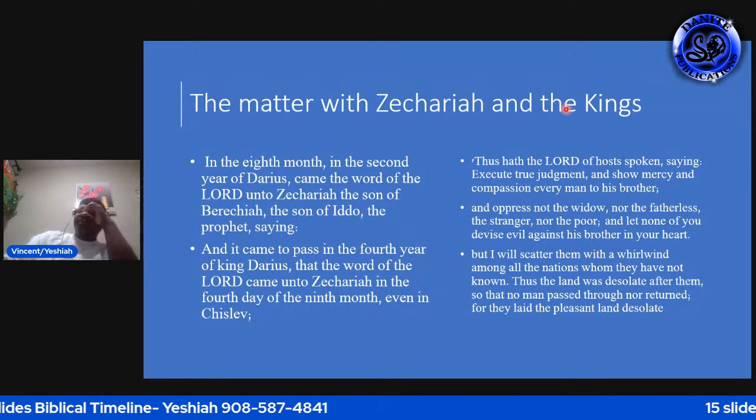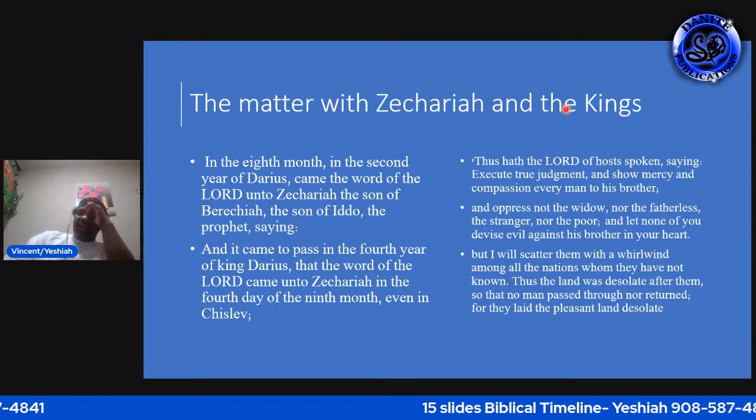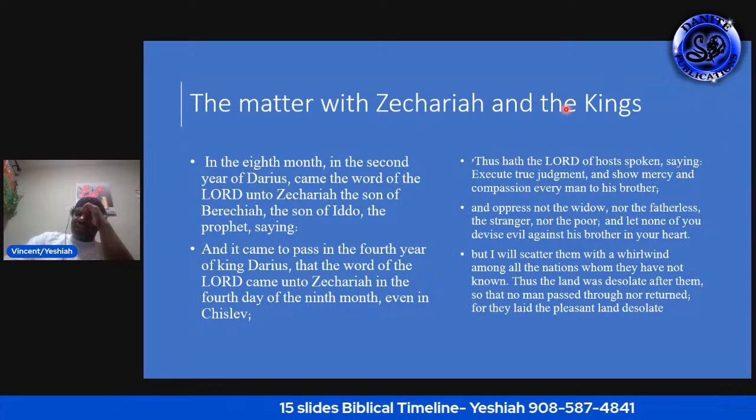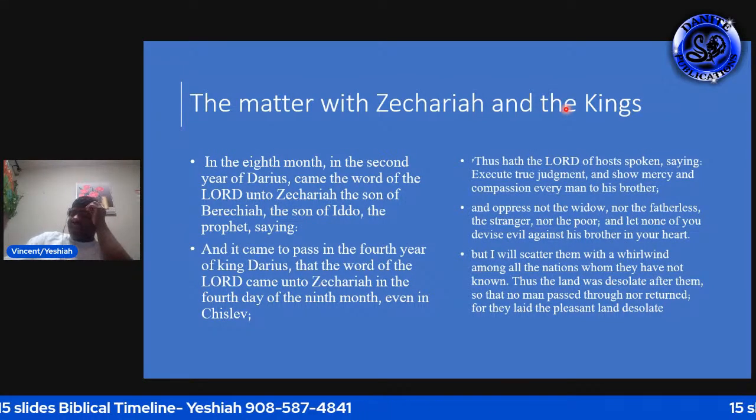Kislev, brothers and sisters, and I pronounce it as that, not with the V, because it ends with the letter Y, is the same month, centuries later, that Judas Maccabeus and the Israelites defeated, brothers and sisters, Antiochus Epiphanes.